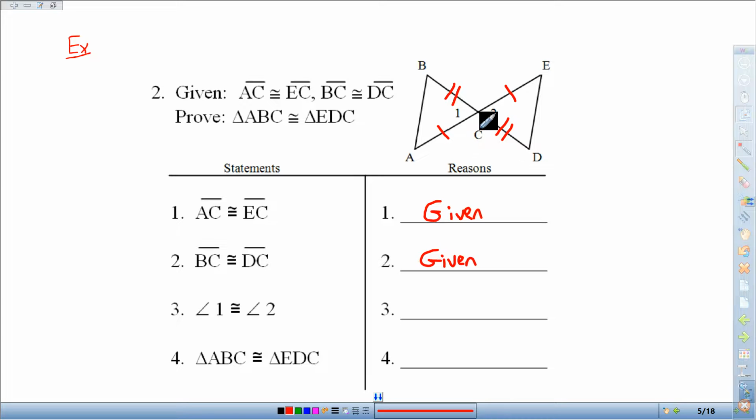Hopefully you're noticing we have some vertical angles. So we know that this angle is congruent to this angle, and that is our next statement: angle 1 is congruent to angle 2. Why do we know that? Because vertical angles. Last thing, now we can say our two triangles are congruent. Which triangle congruence theorem is being used? Hopefully you notice we have two sides and an angle in between. That is side, angle, side.